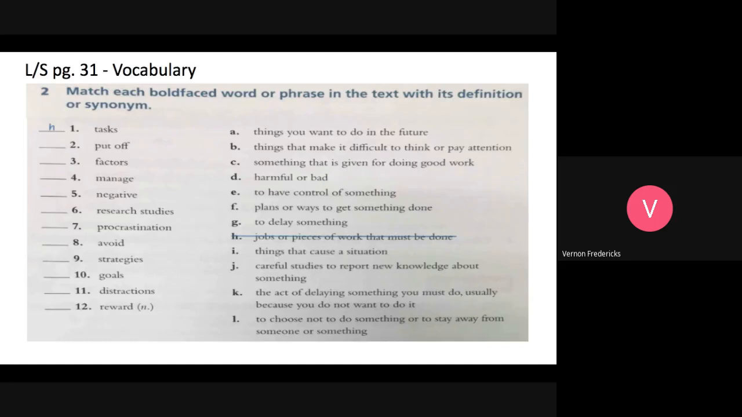Okay, let's go over that again. Number 2, G. Number 3, I. Number 4, E. Number 5, D. Number 6, J. Number 7, K. Number 8, L. Number 9, F. Number 10, A. 11, B. And 12, C.